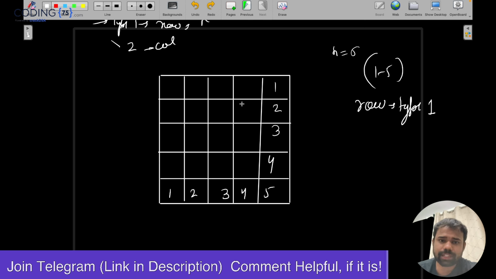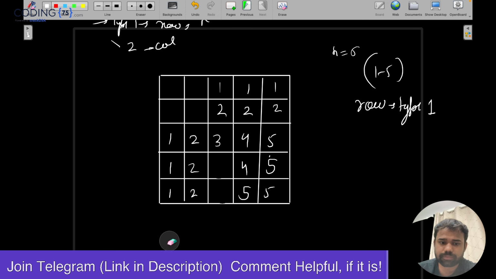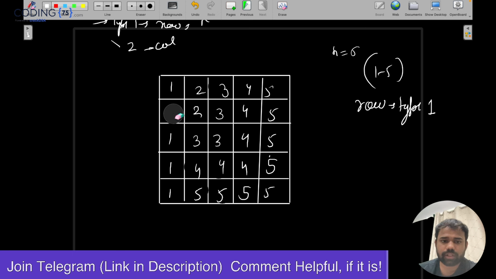Now for the last second row, last second column: 1, 2, 3, 4 and this will become 5 now. You have overwritten it. And same here: 1, 2, 3, 4 and this will become 5. So this is how you will go on. 1, 2, 3, 4 and 5 will come here. And now here, 1, 2, 3 and then 4 and 5 will come here. Now this and this, 1, 2, 3, 4, 5 and here 1, 2, 3, 4, 5. Now here 1, then 2, 3, 4, 5 and 1, 2, 3, 4, 5. Okay. Now you will ask that, sir, how you got this?